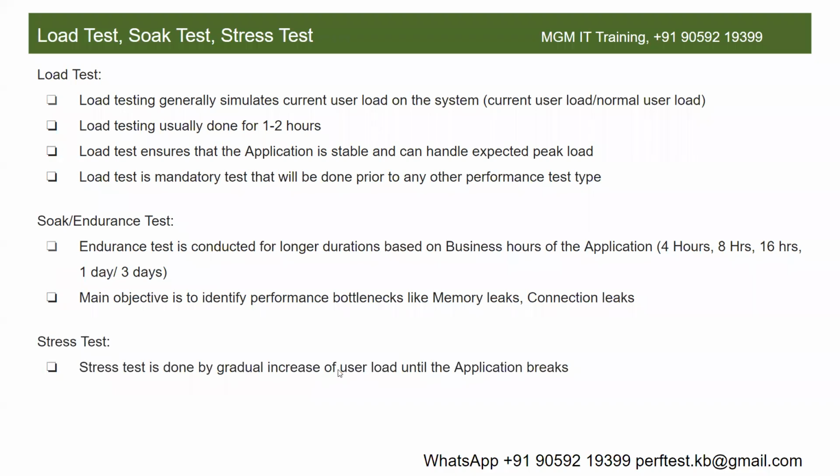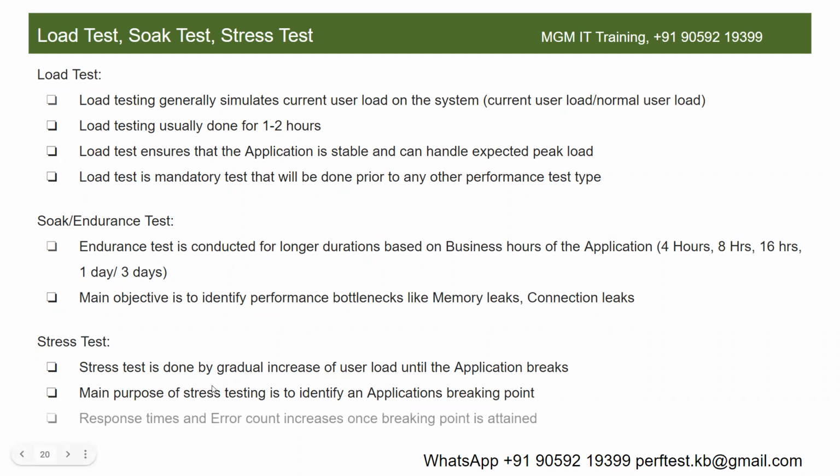The next type of testing is stress test. It is done by gradually increasing the user load until the application breaks. The main purpose of stress testing is to identify an application's breaking point, meaning the maximum load it can support before it breaks down and stops responding.